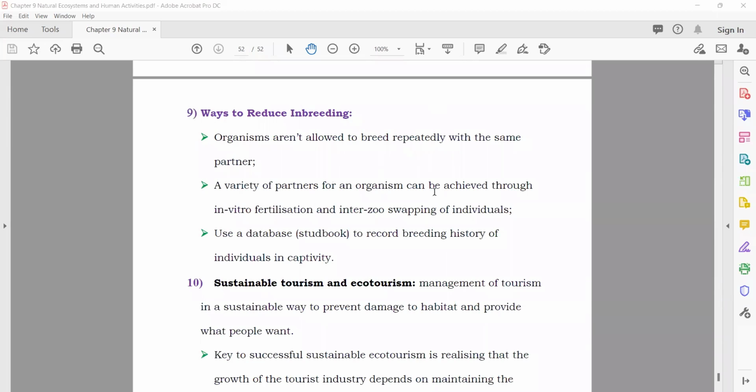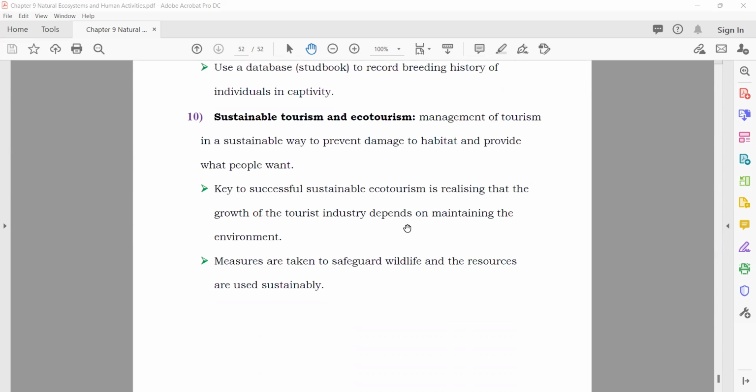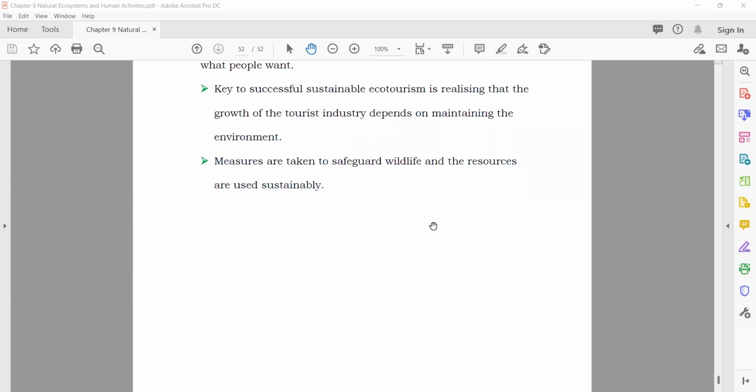In breeding here, they are saying that when you are doing the fertilization, you should try to use different partners instead of repeating the same one. After that, sustainable tourism and ecotourism: tourism should be done in such a way that it will not affect the ecosystem, fulfilling the needs of the present and the needs of the future.